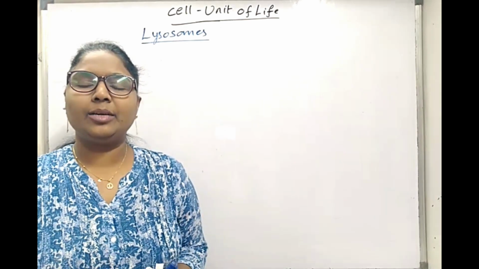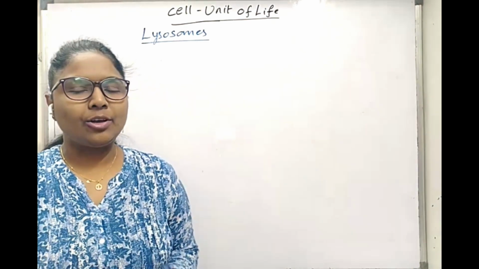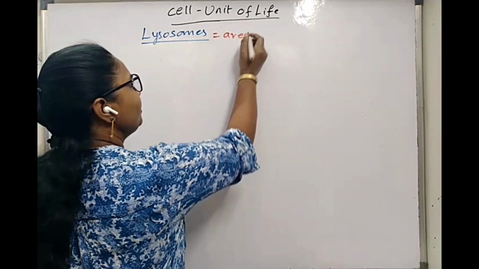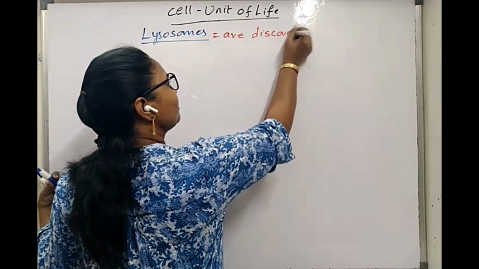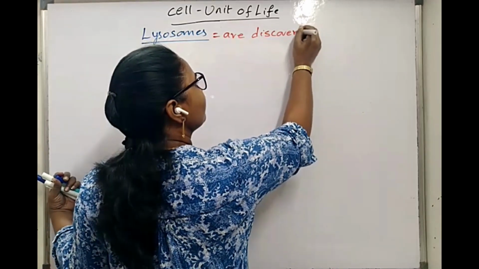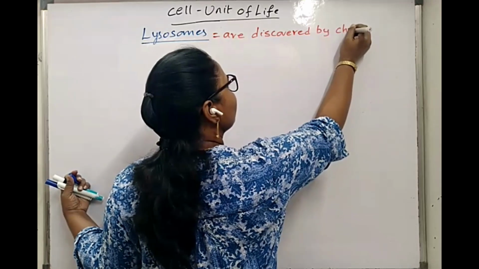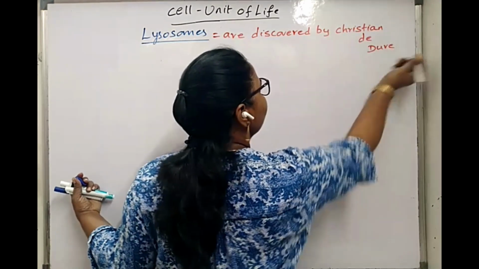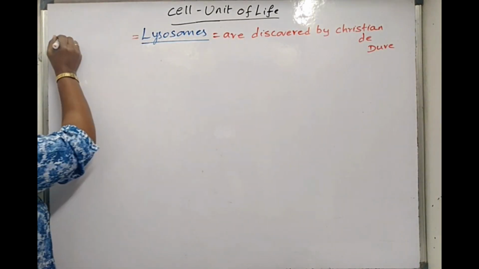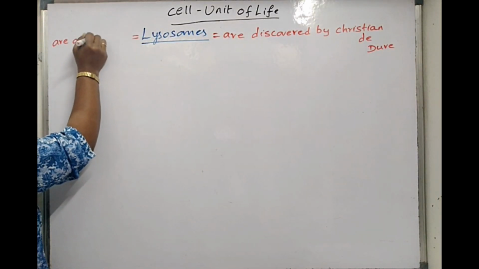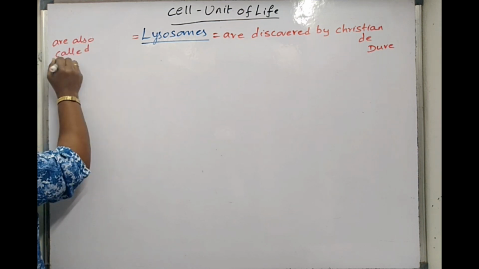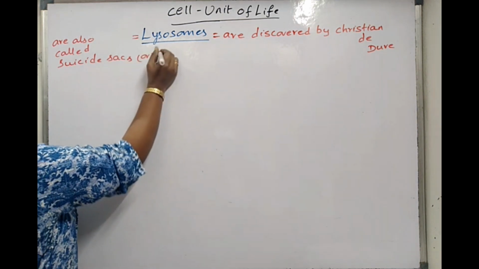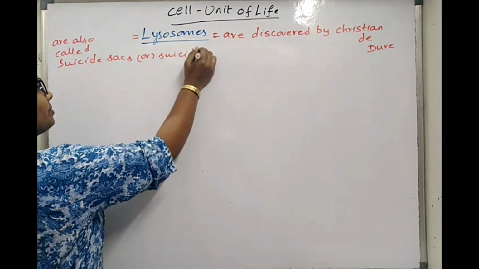Hello students, now we will learn about lysosomes, one of the cell organelles in cells. Lysosomes were discovered by Christian de Duve. Lysosomes are also called suicide sacs or suicidal bags.